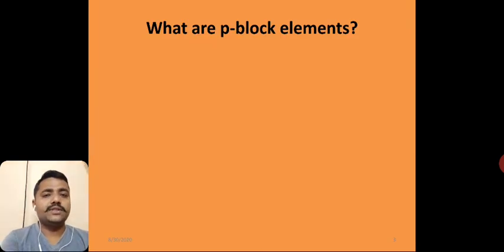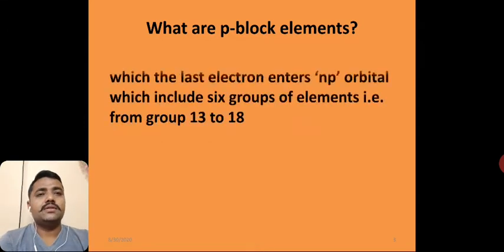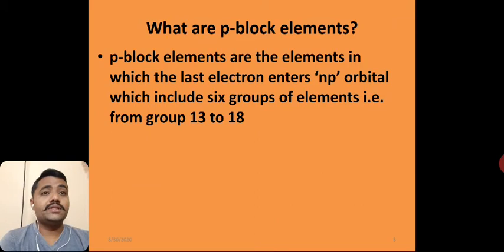What are the P block elements? A simple definition you can keep in mind. What is a P block element? Those elements in which the last electron enters the p orbital are known as P block elements. P block elements are the elements in which the last electron enters the np orbital, which include 6 groups of elements, that is from group 13 to 18. What is np? n means principal quantum number, and p means p orbitals, that is, the last electron enters the p orbitals.